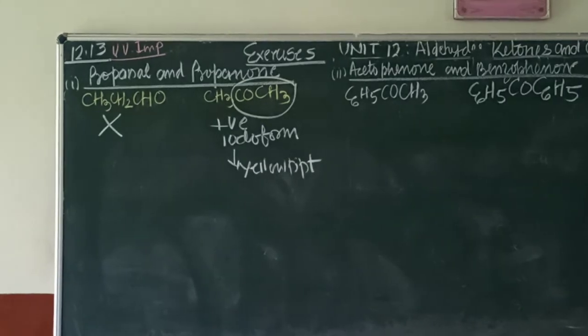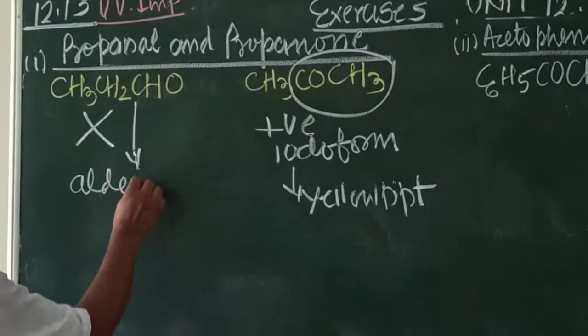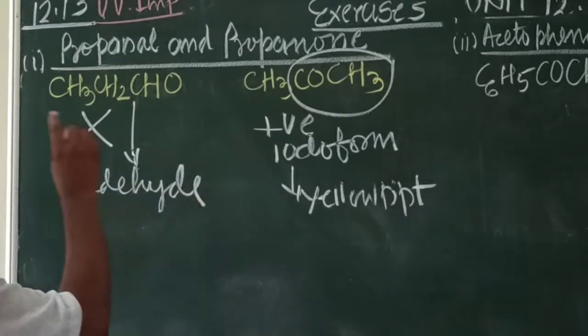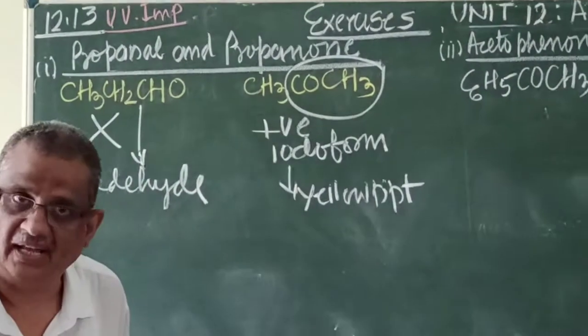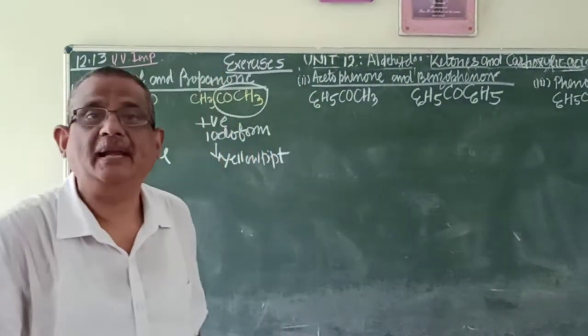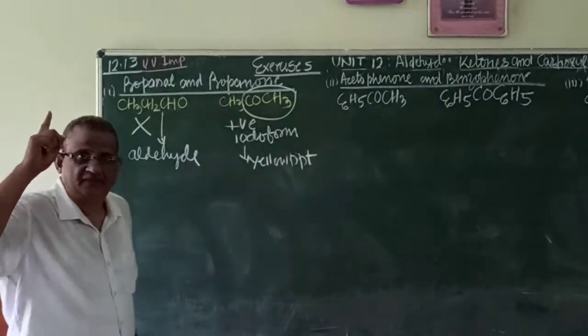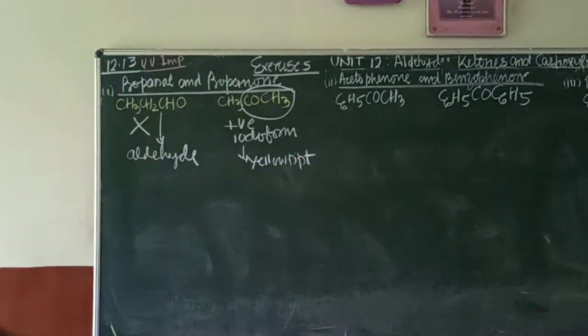On the other hand, propanal being an aldehyde will reduce Tollens' reagent to a silver mirror and will reduce Fehling's reagent to give the red precipitate of Cu2O. This is the difference between propanone and propanal.